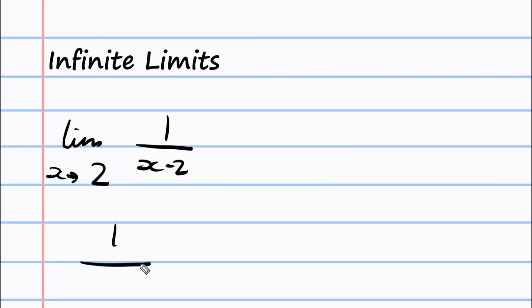Okay, so now let's explore infinite limits. Let's evaluate the limit as x approaches 2 of 1 over x minus 2. So how would we solve for this limit? If you directly substitute 2 for x, you get 1 over 2 minus 2, which equals 1 over 0. If you see a non-zero number like 1 divided by 0 while directly substituting, that means you have a vertical asymptote at x equals 2.